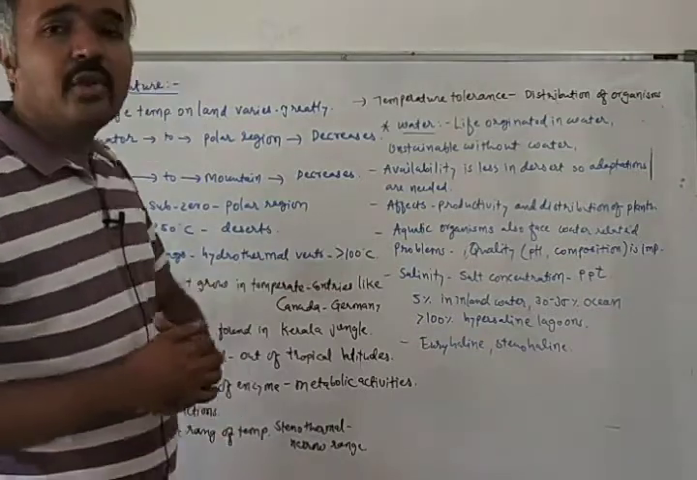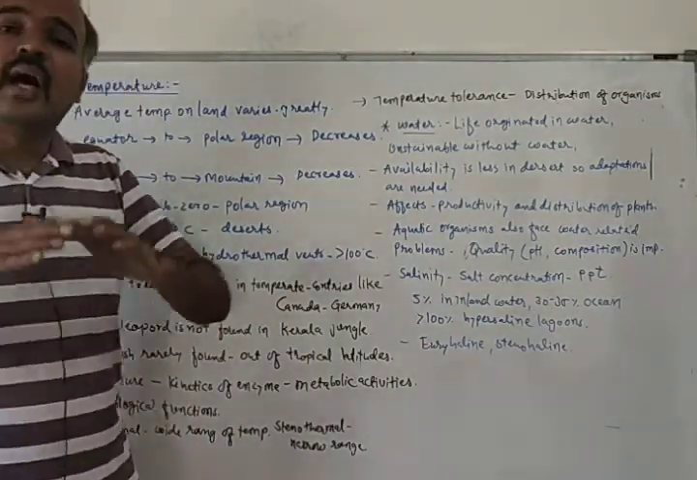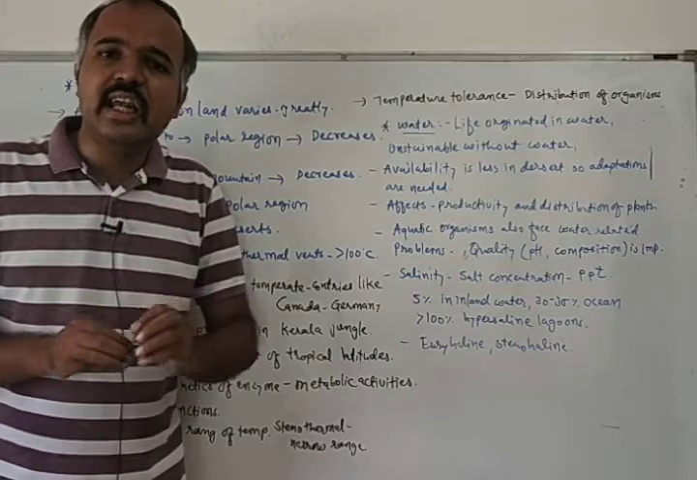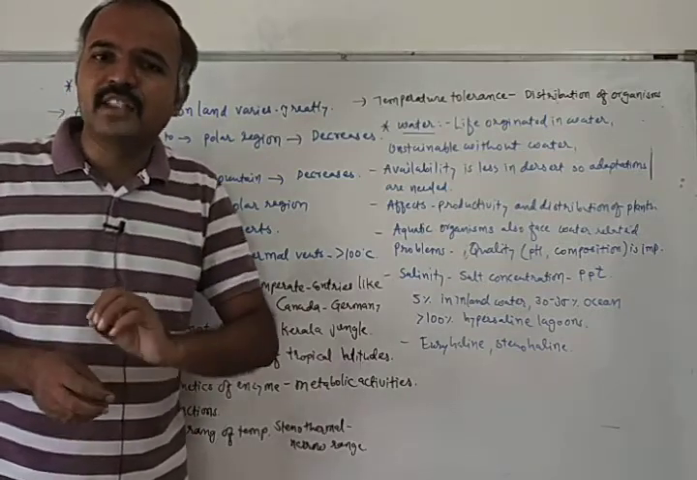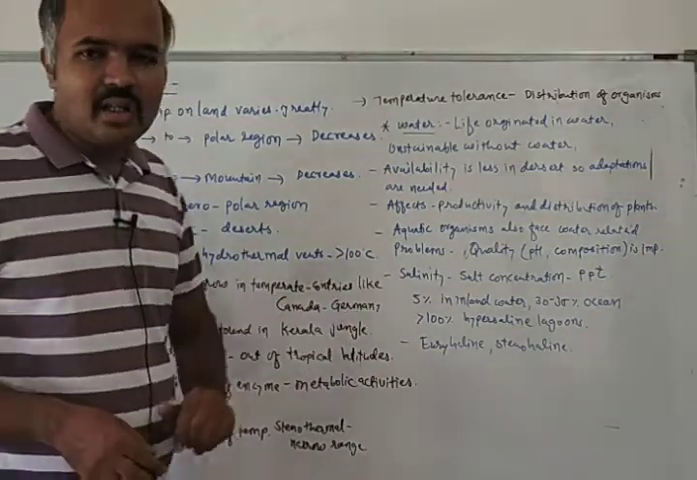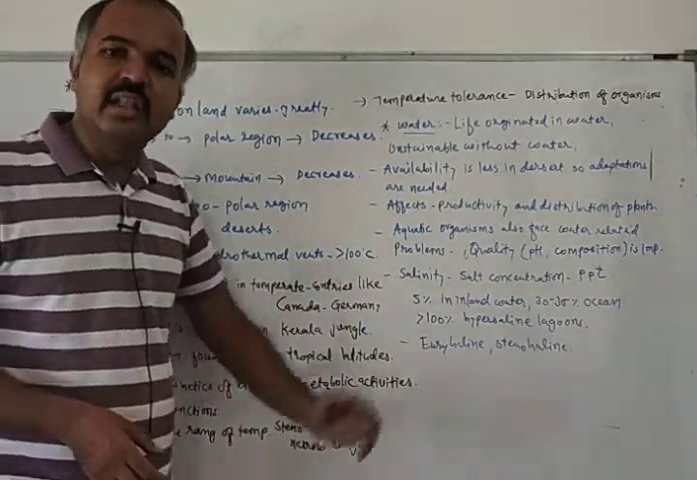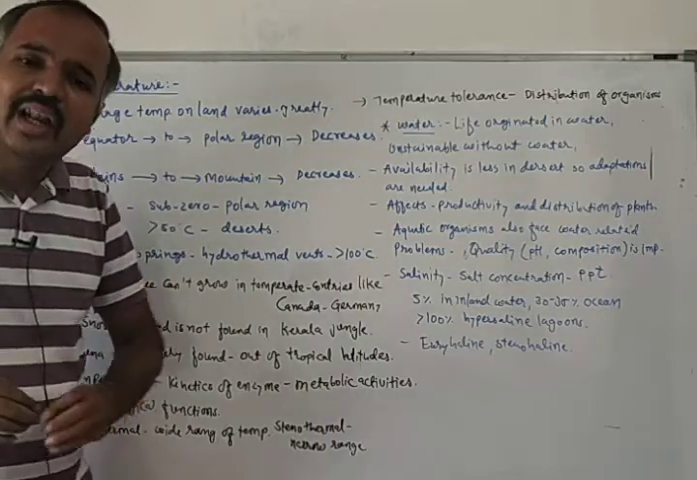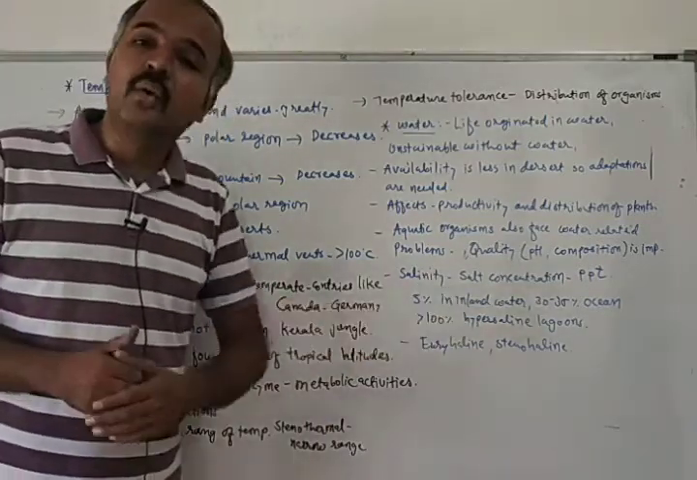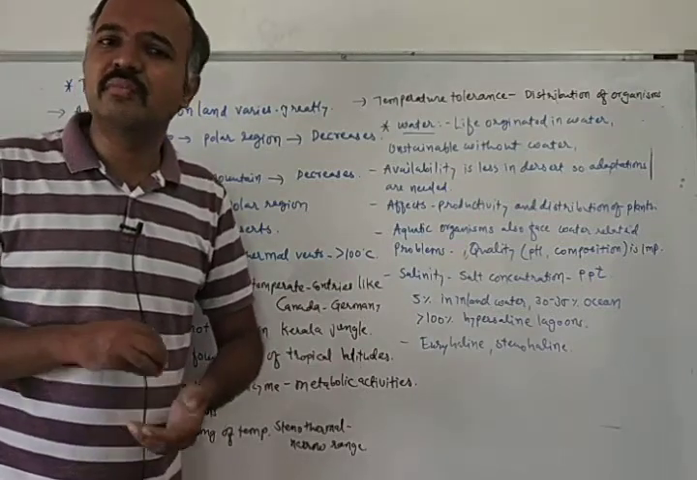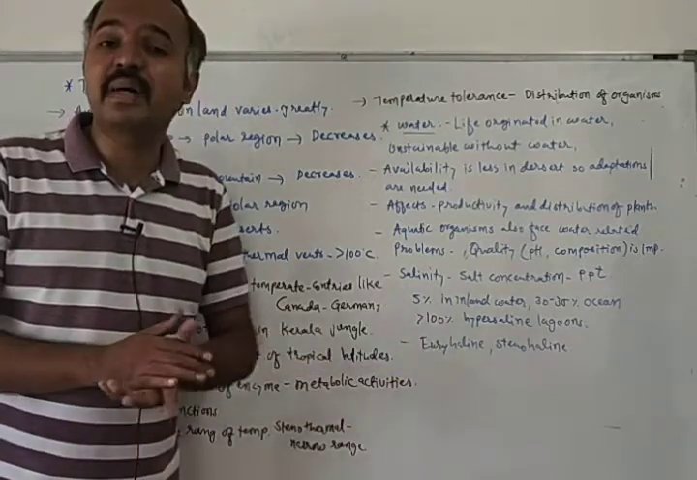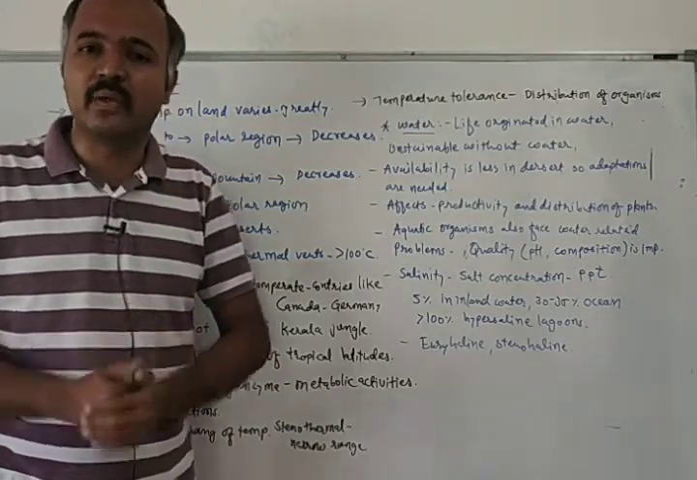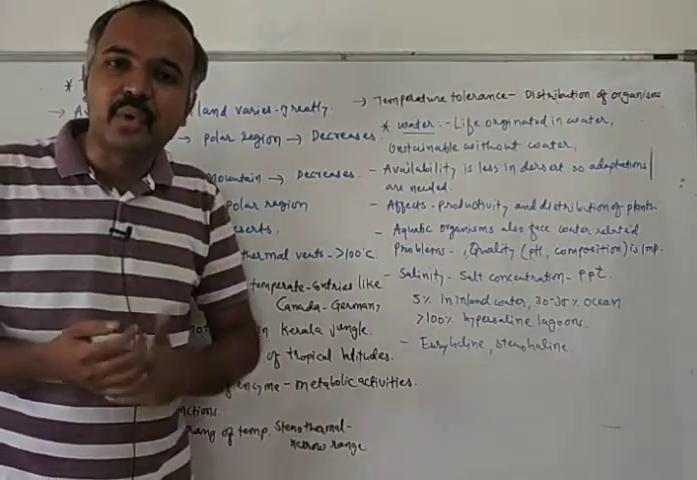Now let's talk about salinity. Salinity is the measure of salt concentration, and it is indicated in PPT, parts per thousand. In inland water like a river or pond, the salinity is 5 PPT. In the ocean it will be 30 to 35 PPT, and in some hypersaline lagoons the salinity can go up to 100 or more than 100 PPT.